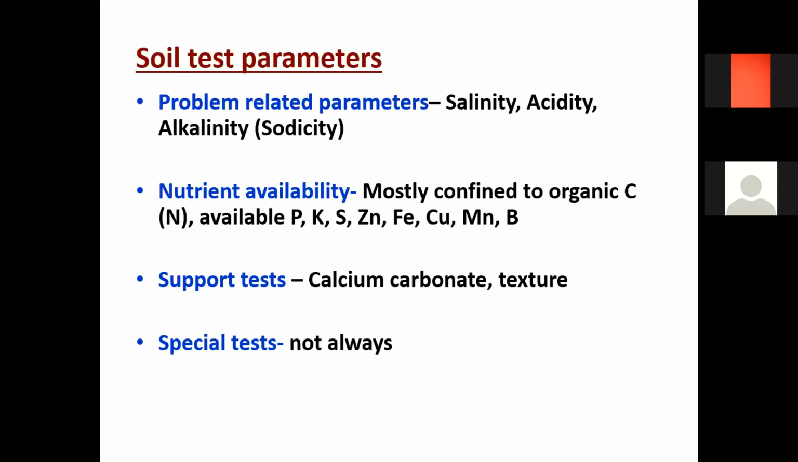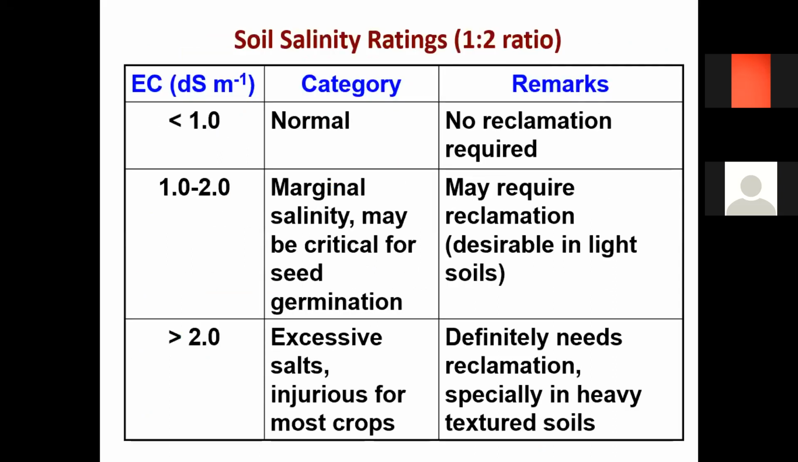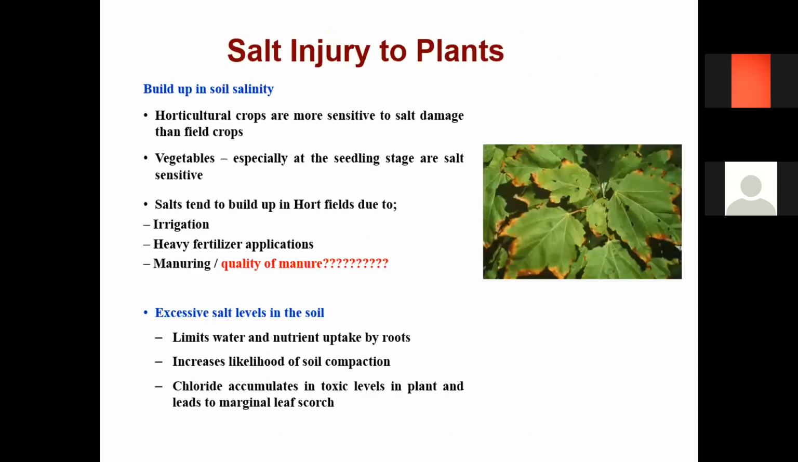In some areas you have calcareous soils, so calcium carbonate and texture are very important. So that is required in testing. These are the ratings, and by that you can understand what the EC value of our soil should be. It should not be more than 2. If you have more than 2, then definitely it will create problems, like in this picture.